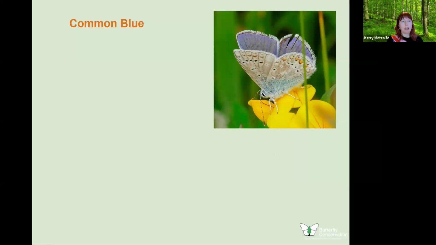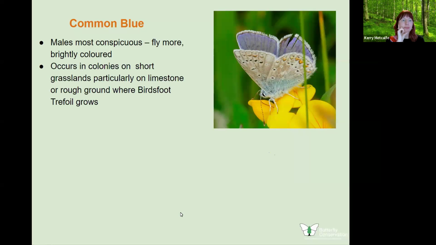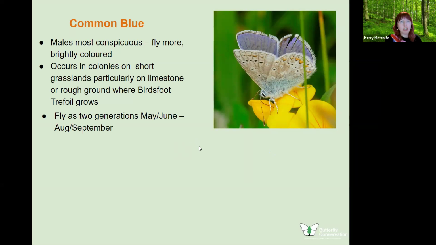Excellent, thank you very much, Nick. Another beautiful butterfly. So common blue, males are very conspicuous compared to females. They have this wonderful bright blue colour, and you'll often see them flying around looking for a mate. They occur in colonies, and they tend to hang around on short grassland, particularly on limestone or rough ground. And again, they like bird's foot trefoil, so you're looking for short sward areas with bird's foot trefoil, open bare areas. 2 generations.